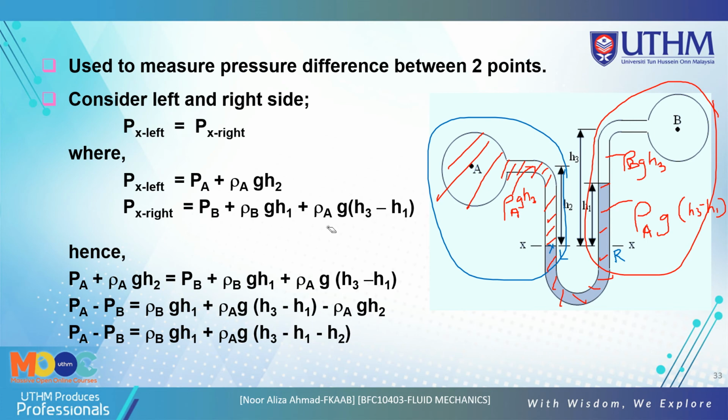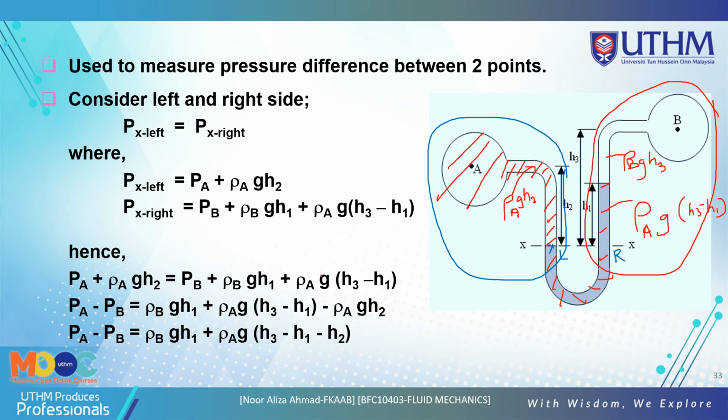Okay, so we use A. Maybe the fluid from this A until this part is the same. Okay, the same fluid. So that's why for the Px right here, we use the Pb, the density of B, and also the density of A, g times H3 minus H1. So just put it to the left side and the right side, so you get the PA and the PB here.